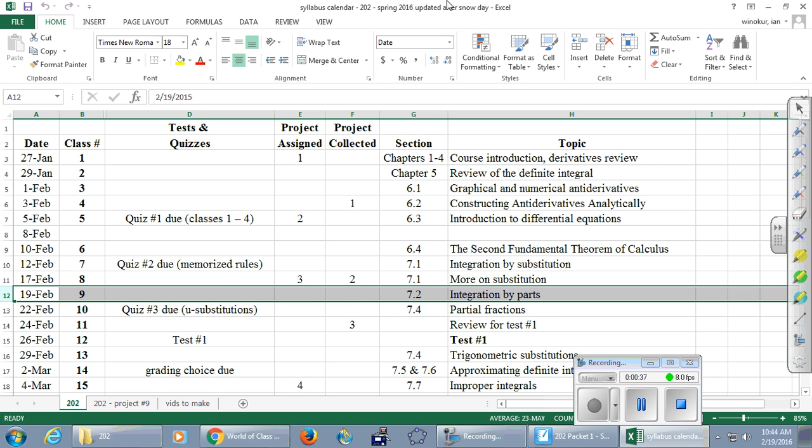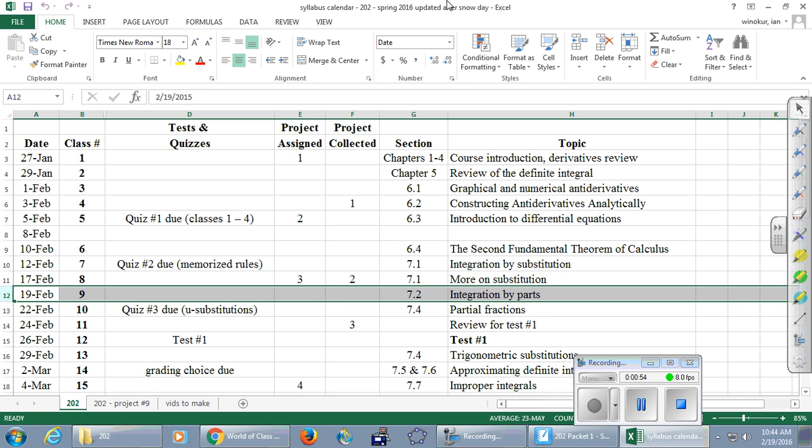Today we cover a technique called integration by parts. Monday we cover something called partial fractions. It's another integration technique. And then Wednesday coming up, two things. Project number 3 is due. I do have some copies. Did everybody get project 3? Okay, so that's due on Wednesday.